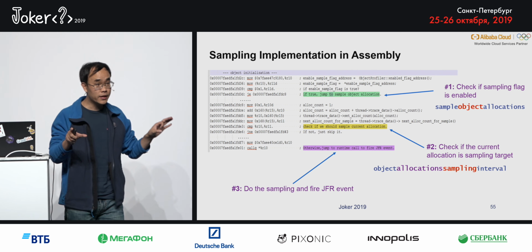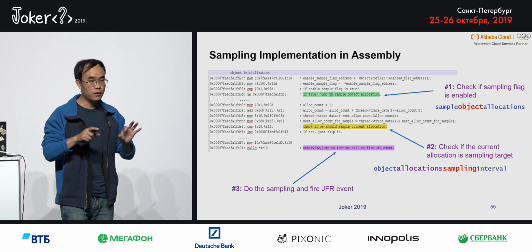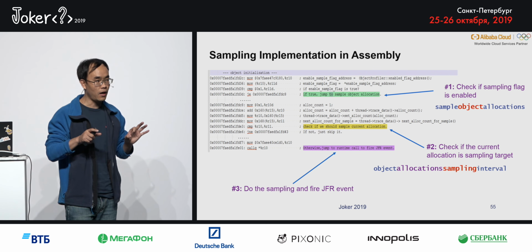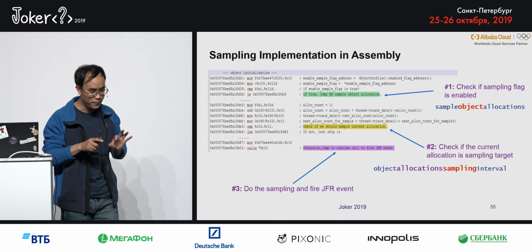This is our assembly code, dumped by turning on the print compilation JVM parameter.